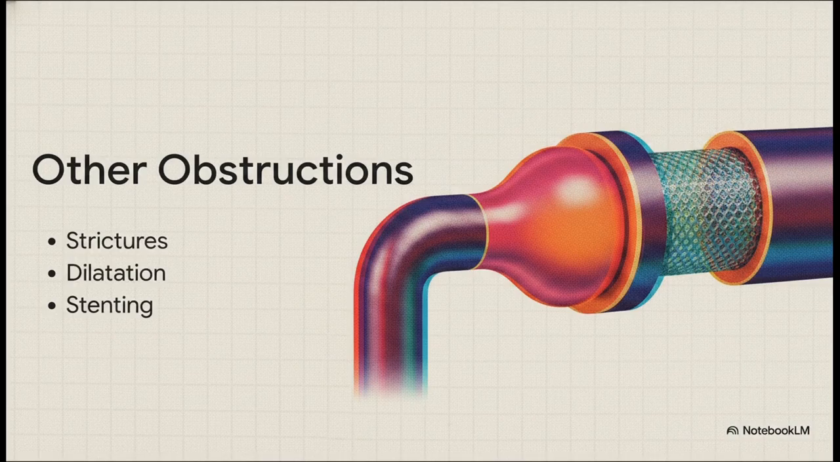And you know, stones aren't the only mechanical roadblocks out there. Sometimes the duct itself is the actual problem. Other causes of obstruction include strictures, which is just a narrowing of the ductal walls. These conditions can only be managed through advanced endoscopy techniques, specifically utilizing dilatation to widen the stricture and stenting to keep the duct held open so normal, healthy physiologic flow can resume.